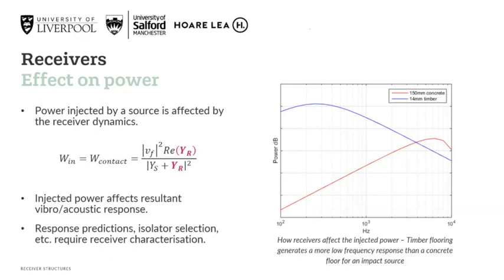As a quick example, on the right-hand side, the graph you will see is a simulated example of a transient drop on two different slabs. One is 150 mil concrete, one is a 14 millimeter timber. These are two different structures which are characterized by different receiver mobilities. You can clearly see the power injected in each differs in the frequency range. This is because the receiver mobilities in the frequency range of each structure are different. So the point to take is you need to account for the receiver structure through its mobility or through knowing its characteristics. Okay, moving on.